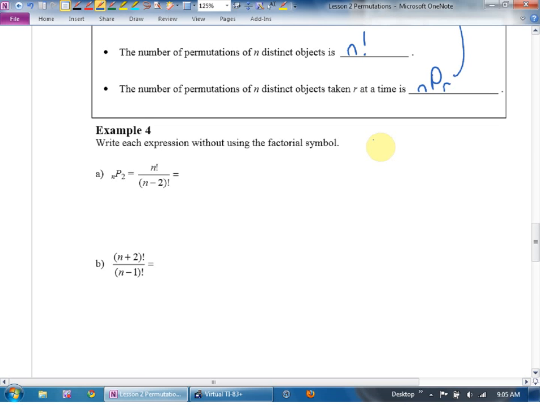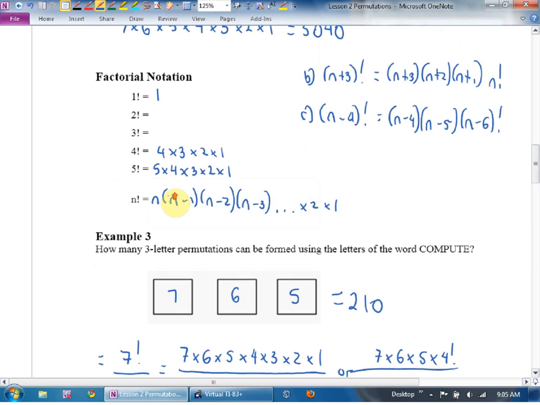It says write each expression without using the factorial symbol. So if they give you nP2, I would say that's n factorial all over n minus r, r is 2, n minus 2 factorial. And what they want me to do is start to expand this, similarly to what we did right here. Remember I said you'd know how to stop? This is where you'll know how to stop.